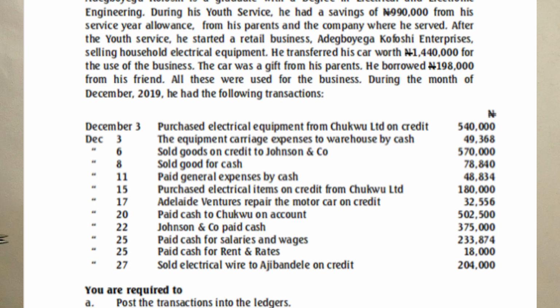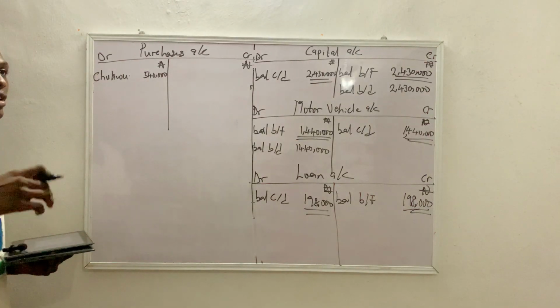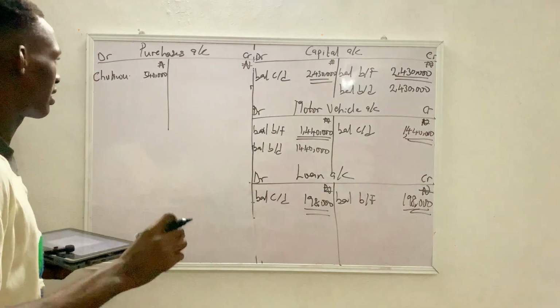Now, if you look at it, they said bought electrical equipment. You might be tempted to think it is an asset. No, it is not an asset, because Adedboyega Kofoshi Limited deals with electrical equipment. That's what they buy and sell. Therefore, it is inventory to them, not an asset.